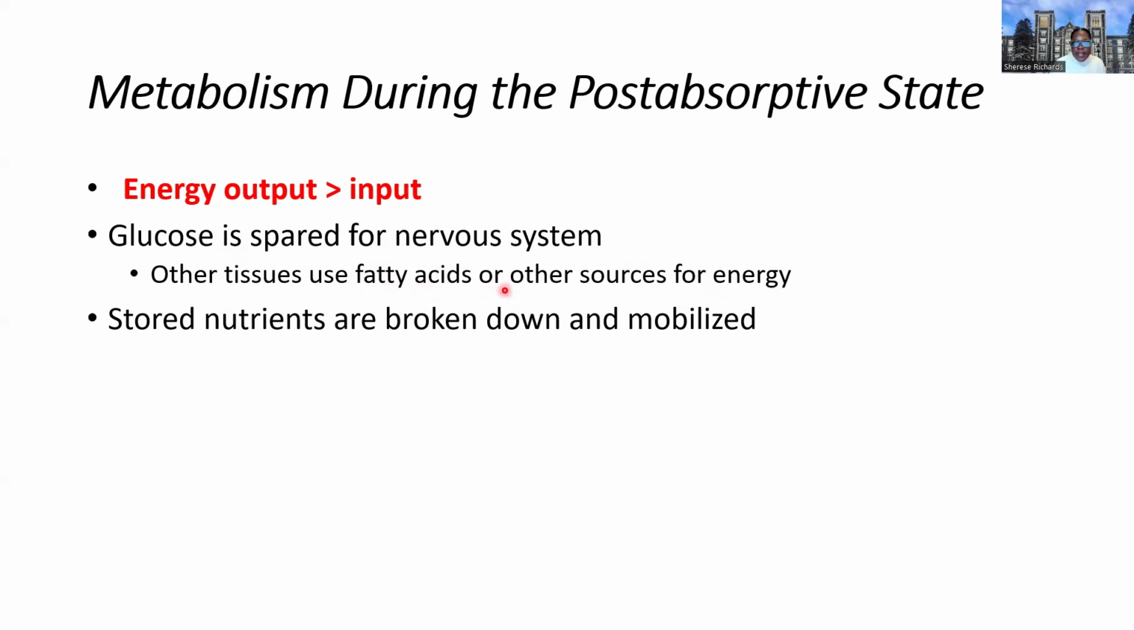They can use fatty acids, they can convert them to ketones usually, and then they can use that as a source of ATP production. So you're going to be breaking down nutrients and using whatever you can find. You're going to break down glycogen, you're going to break down fatty acids or fat, and you're going to liberate energy to be able to use that.